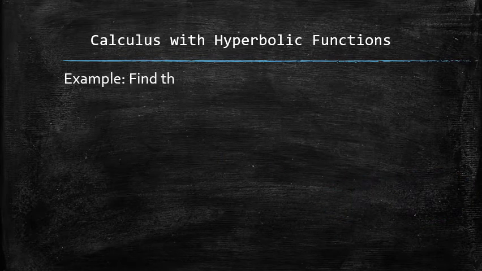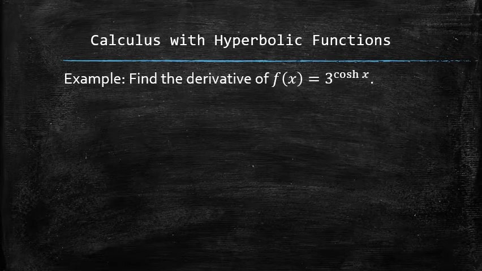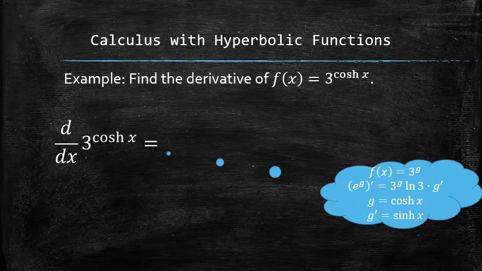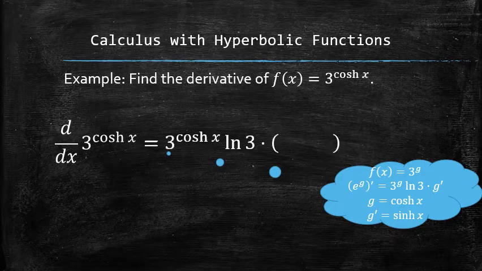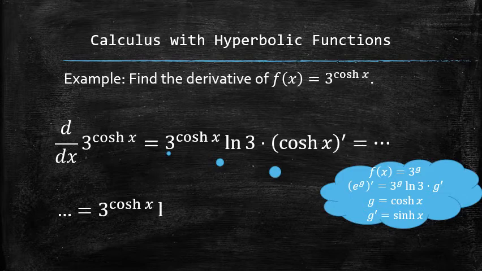Let's, for example, find the derivative of the following function. We start the process by recognizing that we have to find the derivative of a composition of the exponential function with base 3 applied to the hyperbolic cosine function, which is equal to the following expression, in which we know how to find all the components. There isn't much to simplify here after plugging everything in.